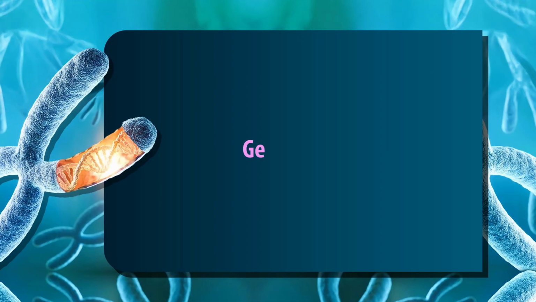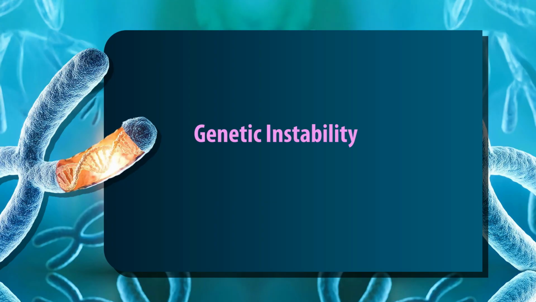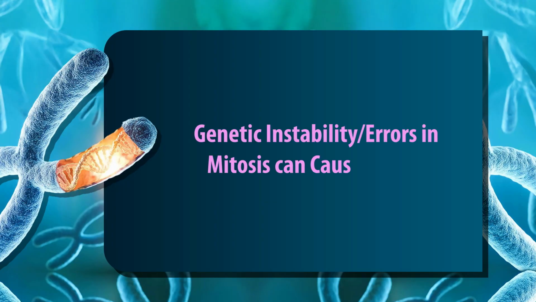This ensures rapid population growth under favorable conditions. Genetic stability ensures identical genetic content in daughter cells. Genetic instability or errors in mitosis can cause cancer. Mitotic errors such as non-disjunction or checkpoint failures lead to aneuploidy or chromosomal instability.